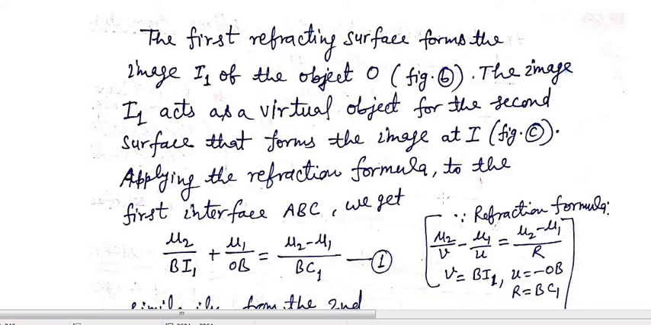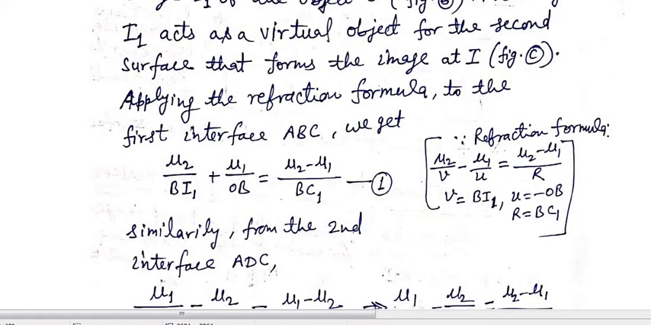applying the refraction formula to the first interface ABC. The formula derived in the previous class says that if refraction occurs from medium mu1 to mu2, then it will be mu2 upon V minus mu1 upon U is equal to mu2 minus mu1 upon R. So in this case, from figure number B, mu1 is mu1 and mu2 is mu2. Object distance U equal to minus OB, image distance V equal to plus BI1, and radius R equal to plus BC1. So using sign convention, we will get equation number 1.